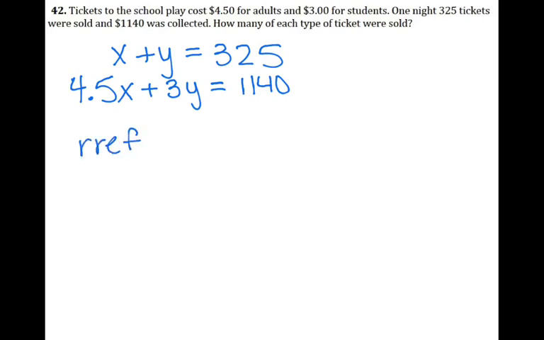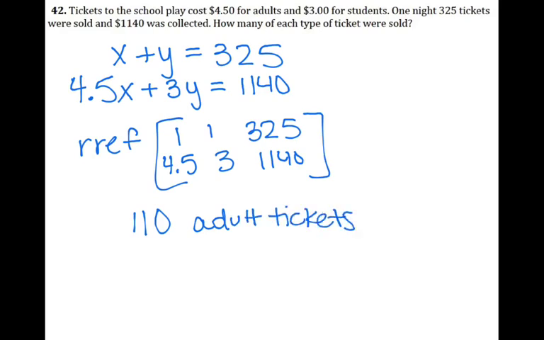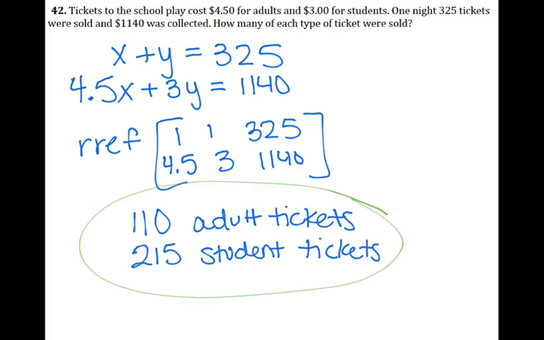So again, RREF is the best way to do this. I can take that and plug it into the calculator, and I end up having 110 adult tickets and 215 student tickets. And there is your system solved.